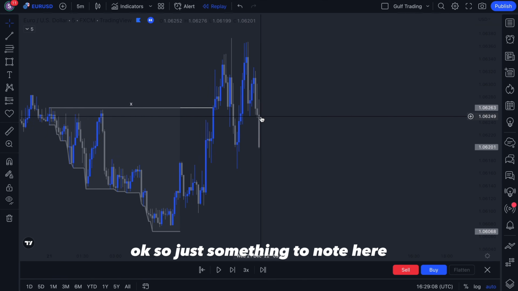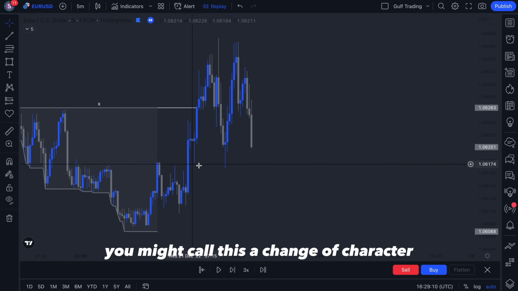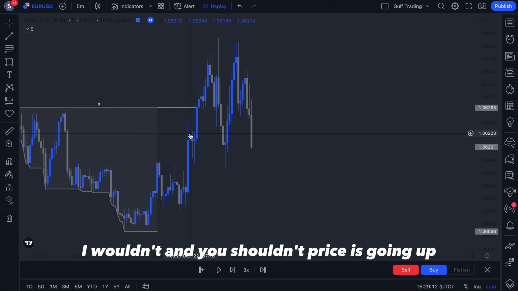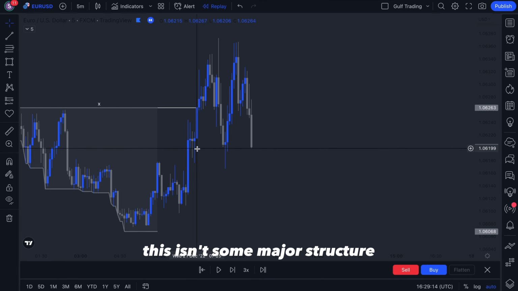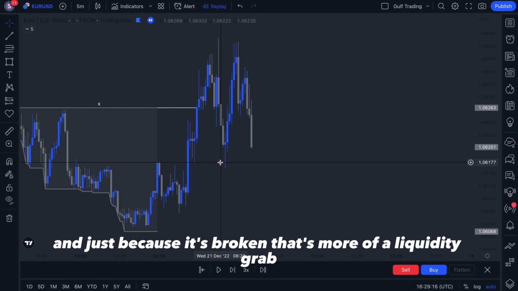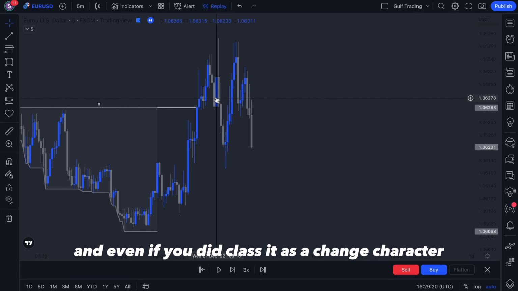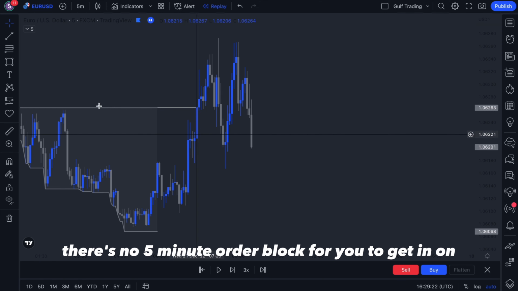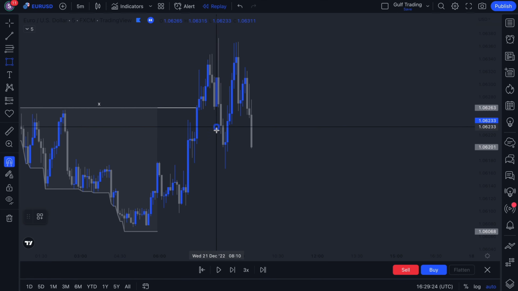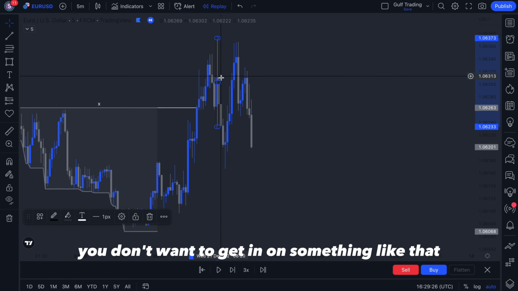Okay, so just something to note here. You might call this a change of character. I wouldn't, and you shouldn't. Price is going up. This isn't some major structure, and just because it's broken, that's more of a liquidity grab. And even if you did class it as a change of character, there's no 5-minute order block for you to get in on. You know, if you're looking at this one here, you don't want to get in on something like that.